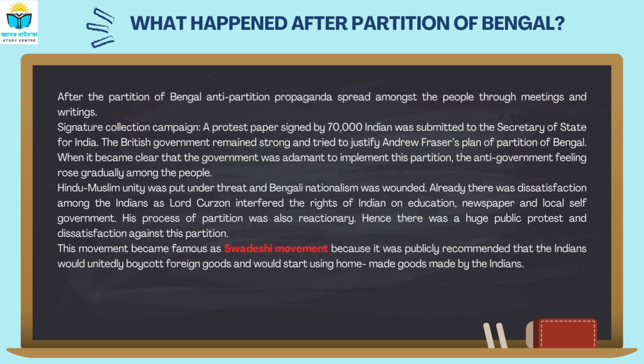Despite this, the British government stood firm, supporting Andrew Fraser's partition plan. As the government's intentions became clear, anti-British sentiment grew stronger among the masses. The partition also threatened Hindu-Muslim unity and deeply wounded Bengali nationalism. People were already dissatisfied with Lord Curzon's interference in Indian education, press freedom, and local self-government. His divisive policies only worsened public anger.